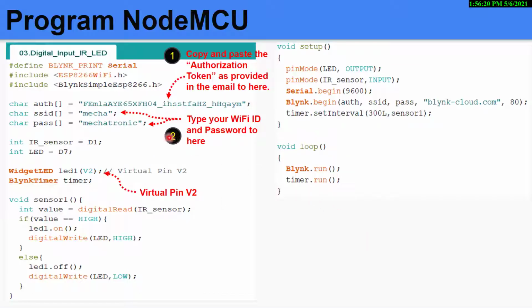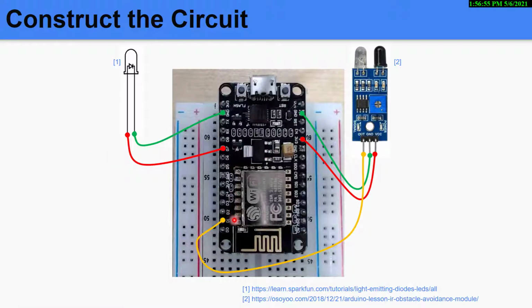Let me explain a little bit about this program. First, you need to copy the authorization token that you got from your email to here, and also you need to change the Wi-Fi ID based on your Wi-Fi network and also its password. And we need to set the IR sensor pin and also the LED pin. In this case, the IR sensor is connected to D1 and the LED at D7. You can see here.